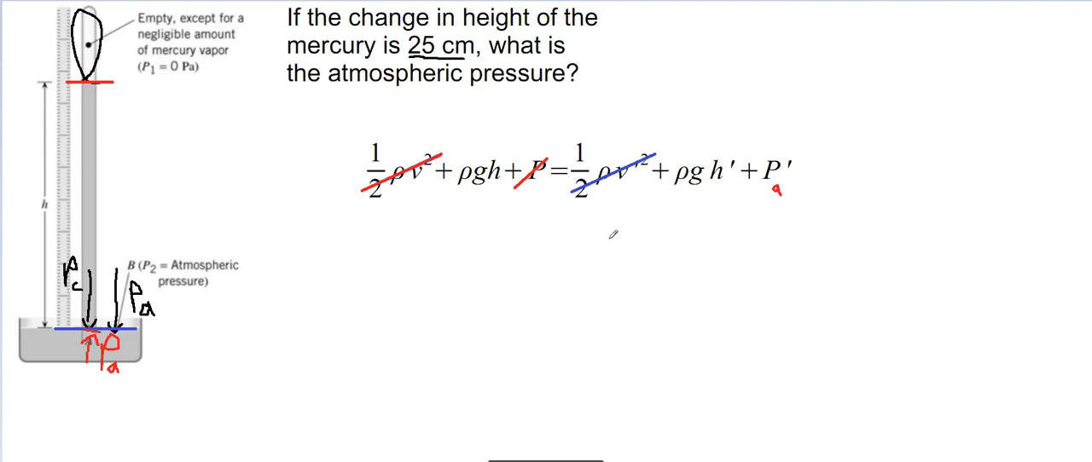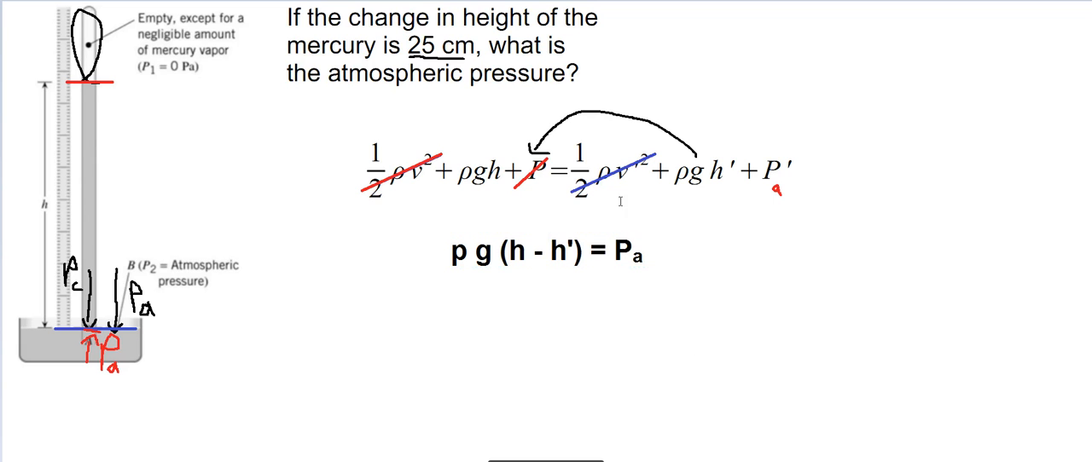Now, we only have a couple of terms left here, so what we can do is rearrange this. The easiest way to do this is simply to move the second gravitational term over to the other side. If you do so, you will get rho times the acceleration due to gravity times the height at the red point minus the height at the blue point is equal to our atmospheric pressure.